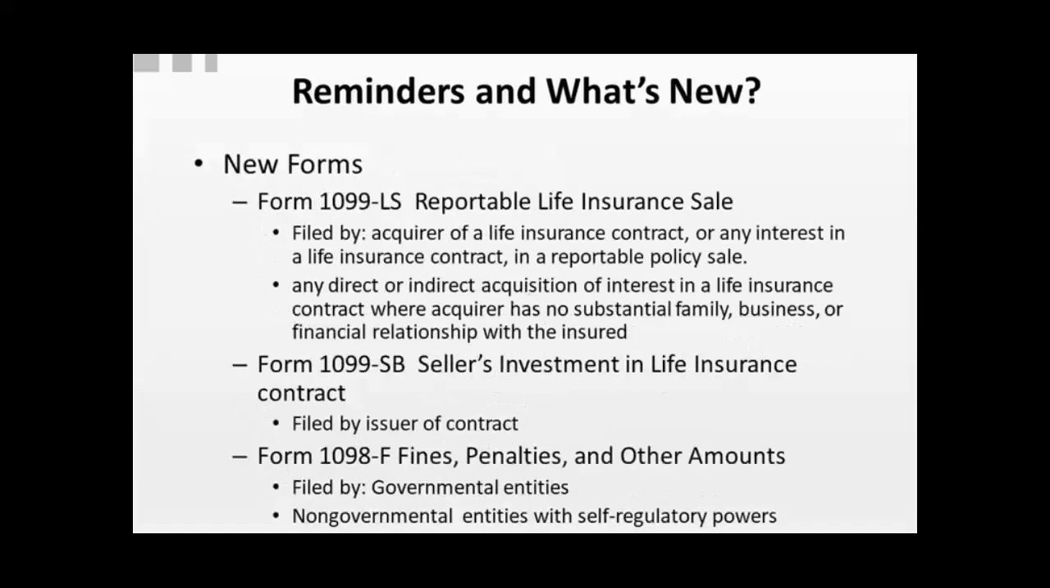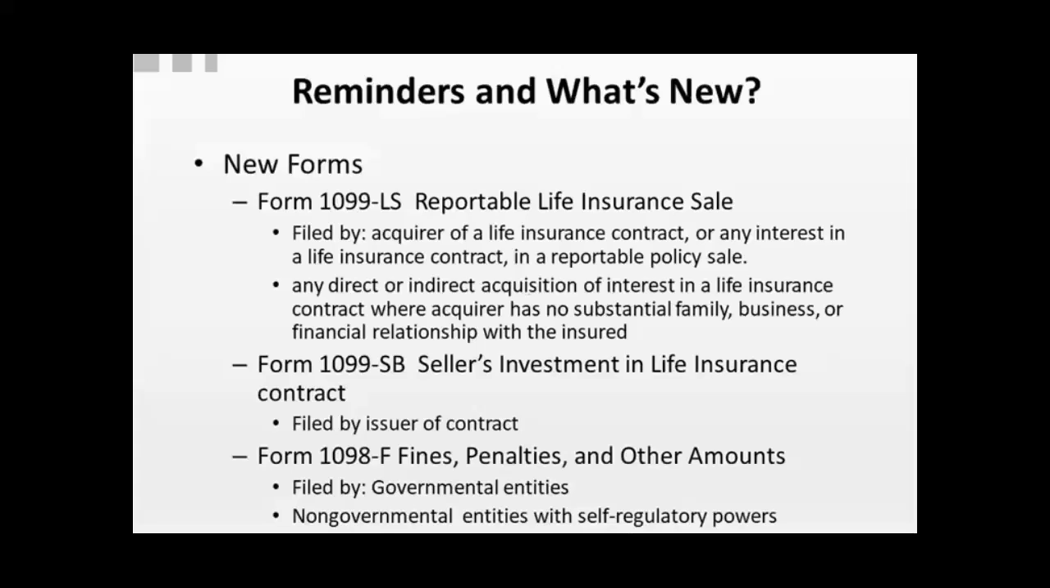For 2019, there were a couple of new forms, Form 1099-LS and Form 1099-SB, and then also Form 1098-F. Most of these accounts payable will not be involved in these. The 1099-LS is for the acquirer of a life insurance policy by purchase from the owner who does not have a substantial relationship to the person who is insured. And then the SB is the seller's 1099 information from the life insurance company.